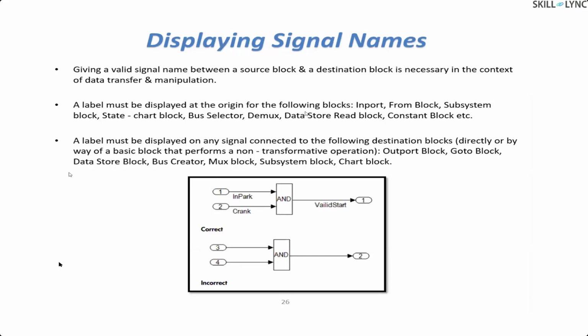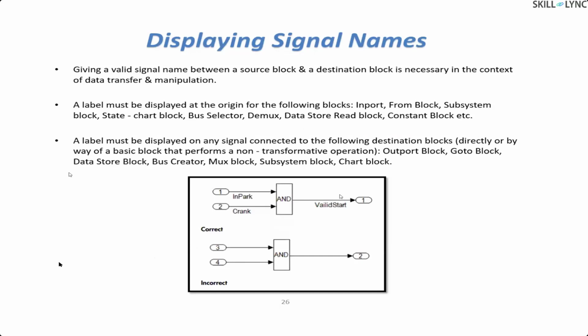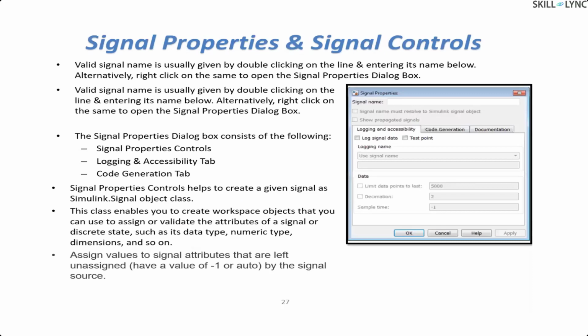A label must be displayed at the origin for the following blocks: input, from, subsystem, chart, whatever block you are using. Once you create a signal, you have drawn a label. For example, between this AND block and this output, you connect and give the name valid start. Once valid start is created, you can right click on it and choose its properties. If you are not giving the name there, you can enter the name here. Usually you double click on the line and directly type the name. Otherwise, you have to right click, go to properties, and give it.